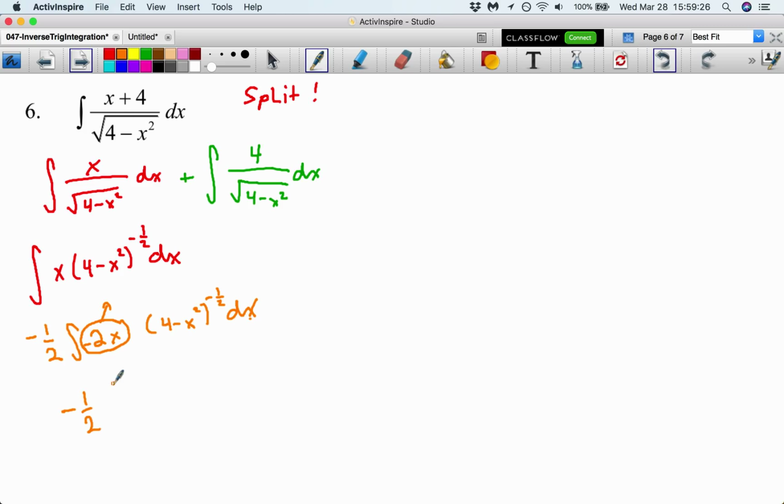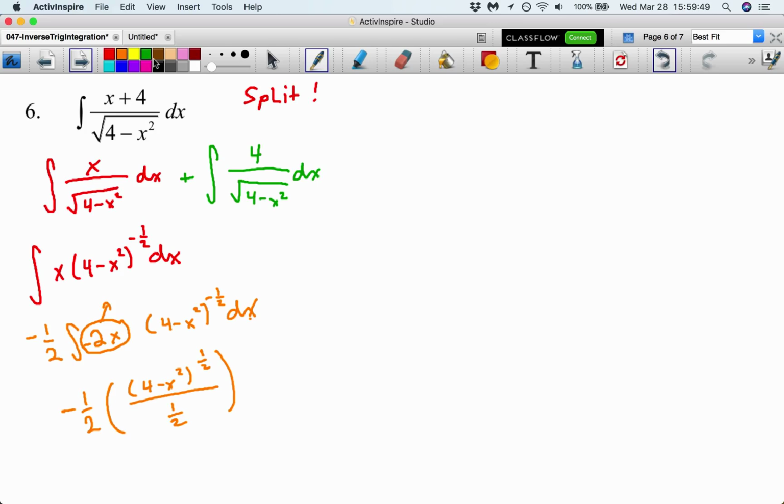I'm going to do my strategy of replacing the integral with the parentheses. Keep the inside the same. Add 1 to the power. Did you make it negative? Divide by the new power, or multiply by the reciprocal, either way. I don't need to add a plus c because I still have this green one to do.